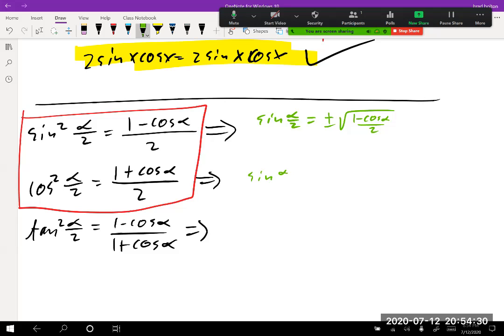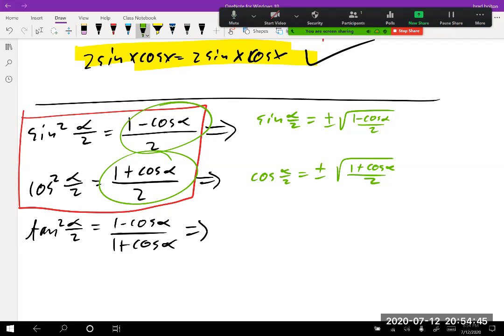This will be cosine, I'm sorry about that. Cosine alpha over 2 will equal plus or minus the square root of 1 plus cosine alpha over 2. And notice both of them use cosine in the answer. And that's also noticeable here as well. Whether it's sine squared or cosine squared alpha over 2, it's 1 minus or 1 plus, but both times it's cosine. And then the tangent is used much less often. Tan alpha over 2 is plus or minus the square root of 1 minus cosine alpha over 1 plus cosine alpha. Just not used as often, but it's still there.